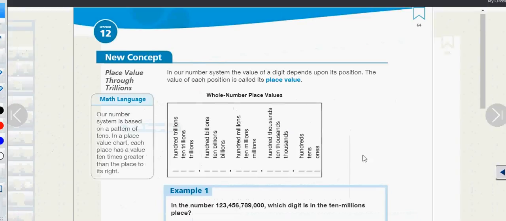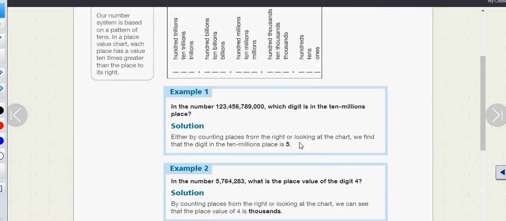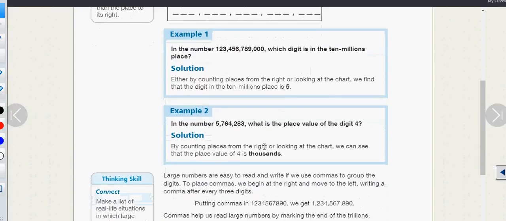So let's see if we solved correctly. The 10 millions place is 5, which means it's worth 5 ten millions, or 50 million. We do the same thing here, and maybe you're starting to memorize it: the 4 here is the number right in front of the 3 digits. So right in front of the comma would make it the thousands place.